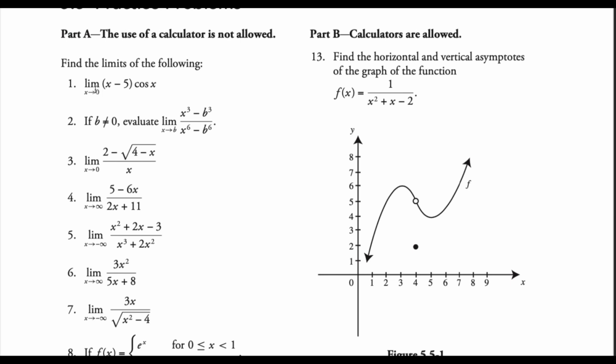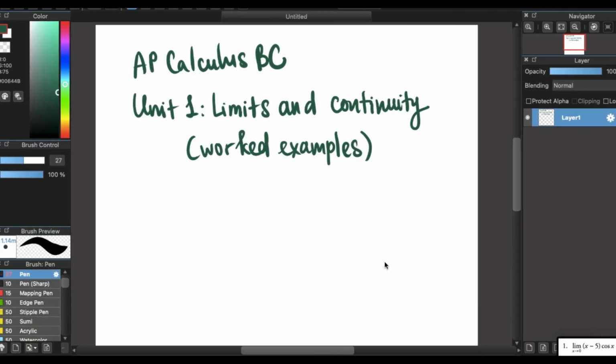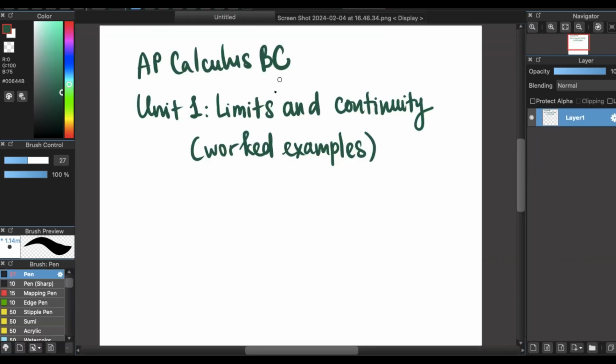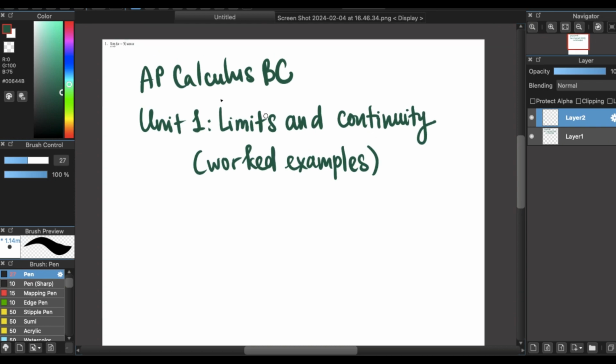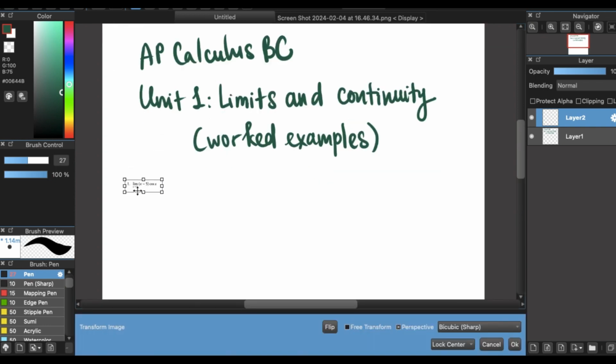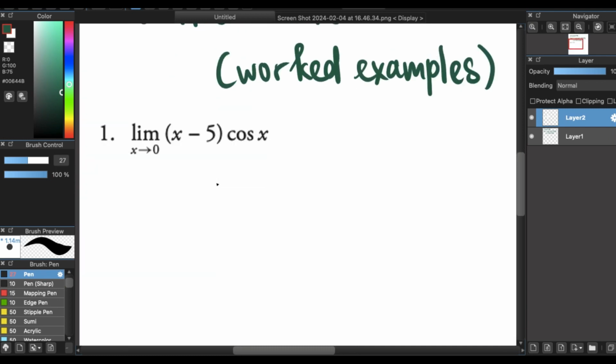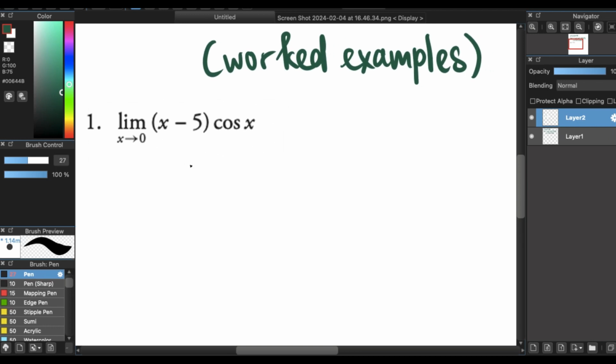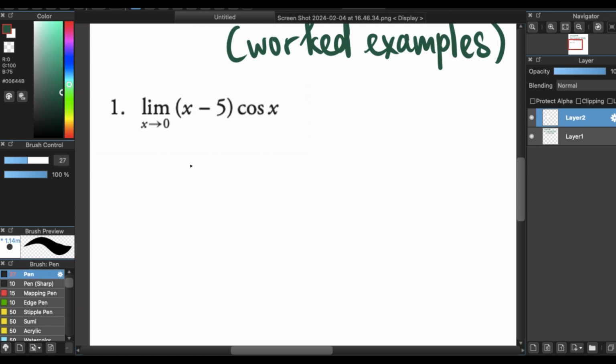Okay, so the first question is, I'm going to paste the equation here. Okay, let's put it here. The quality is pretty bad. Okay, it's not that bad. Okay, so it is asking you to find the limit of this function when the value of x is getting closer to 0. So how can we do this?